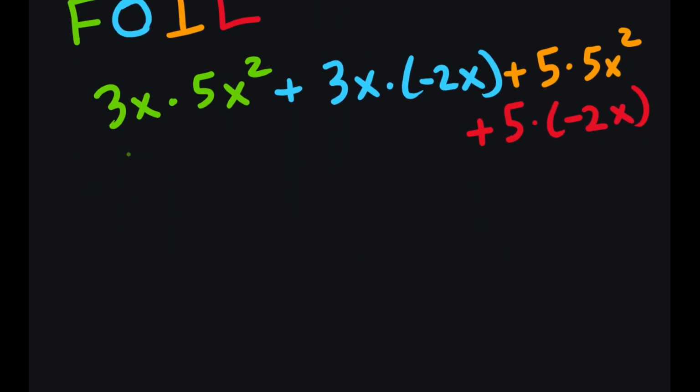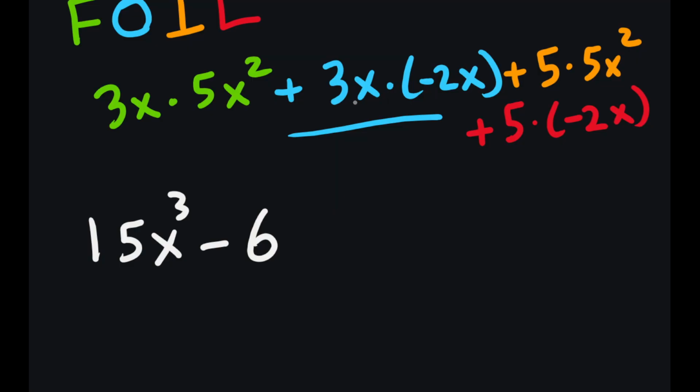And let's go ahead and evaluate all these, starting with the greens, the first ones. So 3x times 5x squared, that is, so 3 times 5 is 15. X to the first times x to the second is x to the third. Perfect. Next one. 3x times negative 2x. So what's a positive times a negative? That is a negative. So negative 3 times 2 is 6. And x times x, x to the first times x to the first is x to the second.